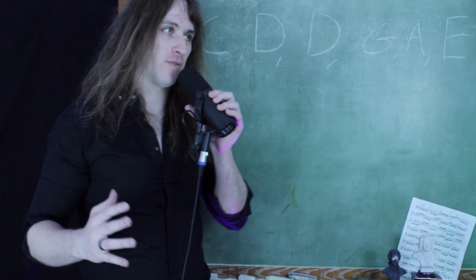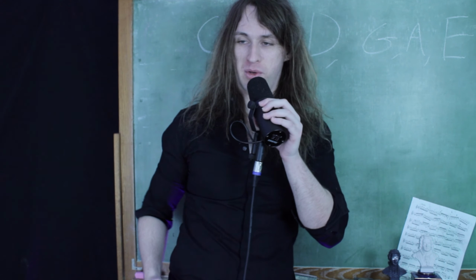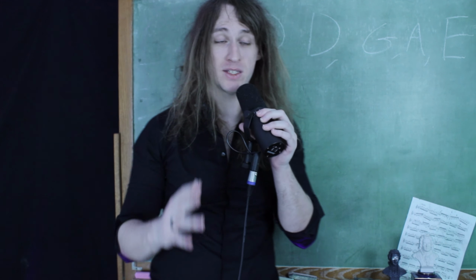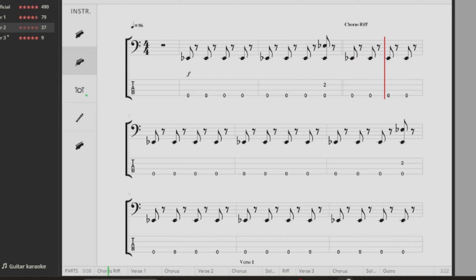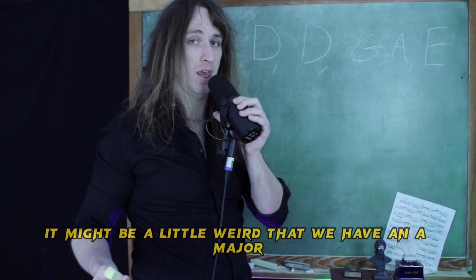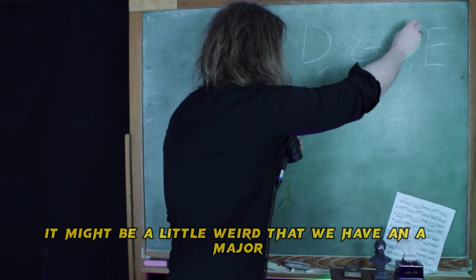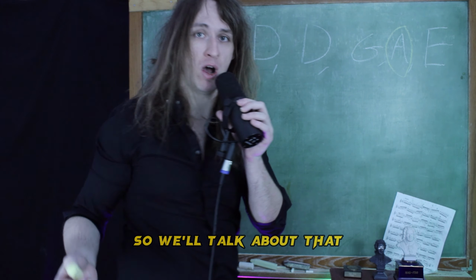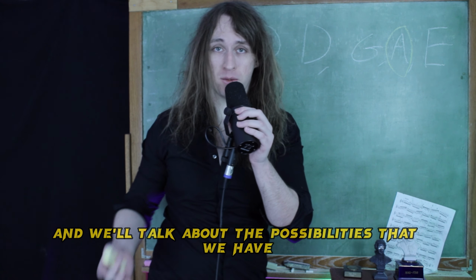Right off the bat, the first thing to listen to is the bass, of course, because the bass usually tells us everything. Now the bass is honestly just holding a quarter note of hitting E. Which makes it very evident that maybe we just are in the key of E. It might be a little weird that we have an A major chord right here, so we'll talk about that and the possibilities that we have.